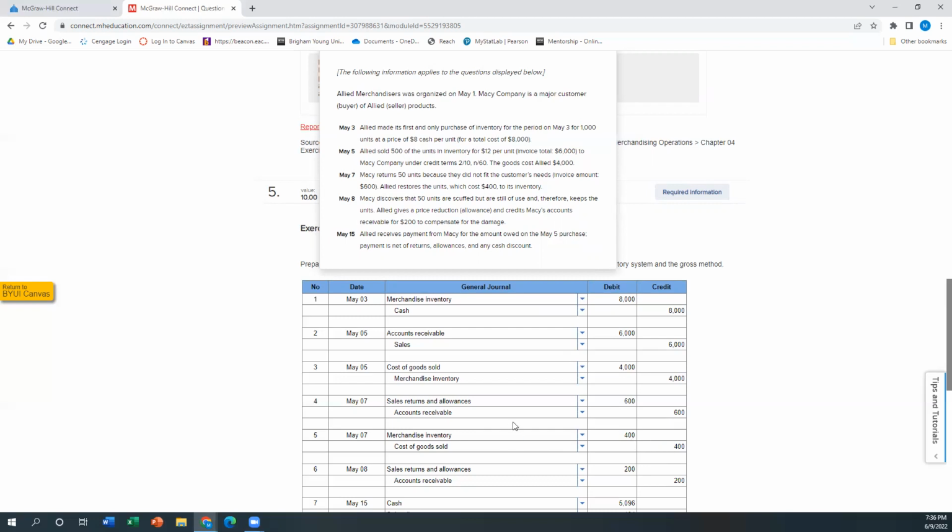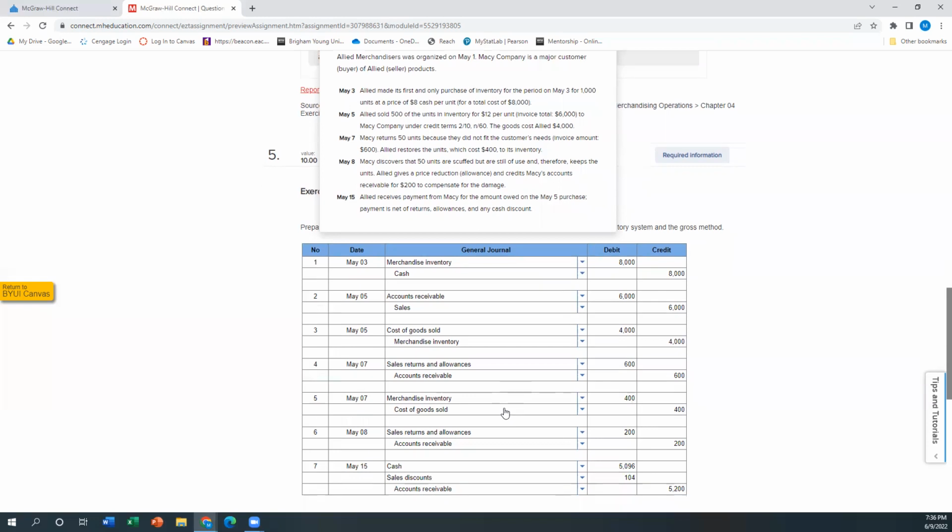Again, about the only time we would ever credit an expense is a case like this, where we're refunding money to someone, or in this case, they haven't paid us, so we're just reducing what they owe us. On May 8th, Macy discovers that 50 units are scuffed but still of use and therefore keeps the units. Allied gives a price reduction, or an allowance, and credits Macy's accounts receivable for $200 to compensate for the damage. So again, we're just going to debit sales returns and allowances, and then credit our accounts receivable.